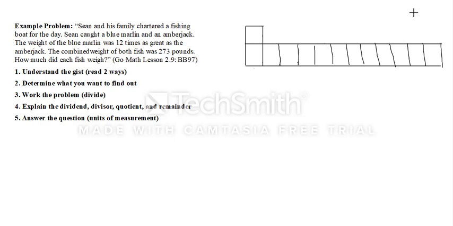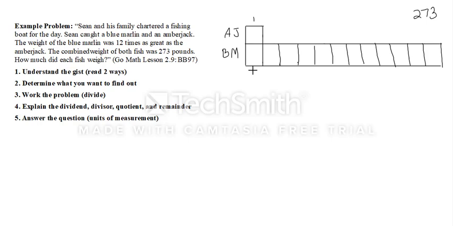So far I have the combined weight, and I'm just going to write that here, of 273 pounds. And I know that's both fish. I set up this little visual that's going to help me with how much each fish weighs, so I can problem solve that and know how I'm going to go about dividing. So AJ for our amberjack and BM for our blue marlin. I know that the amberjack weighs some certain amount. And I know that this blue marlin weighs 12 times more.